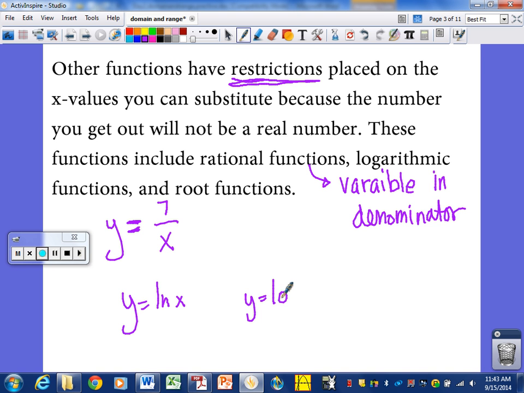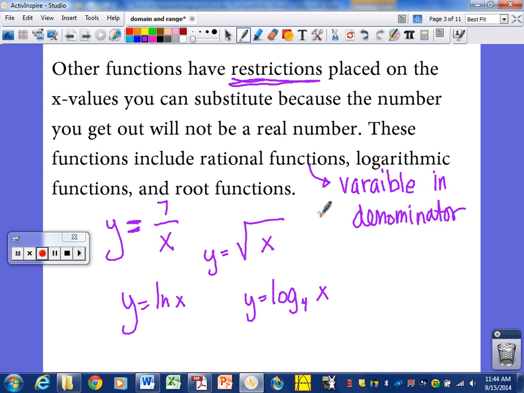Or log base 4. Okay, these things have restrictions. We can't take the natural log of every single number. We can't divide 7 by everything. We can't take the square roots of everything. Okay, there are some things that we just can't do this with algebraically. It doesn't work. So there are numbers that we have to keep out that we cannot plug in for x. And those are what we're going to try to find. The restrictions. Which numbers cannot be plugged in here.